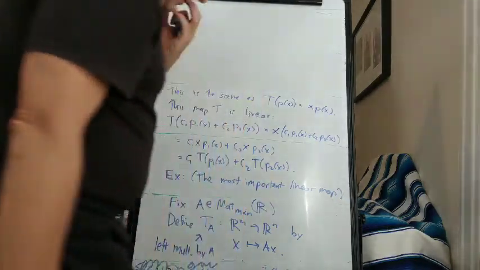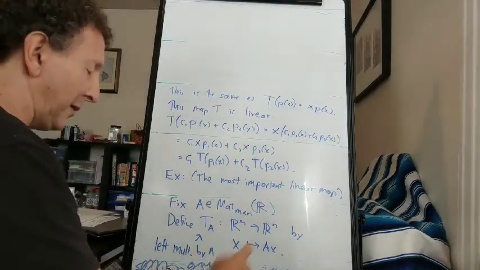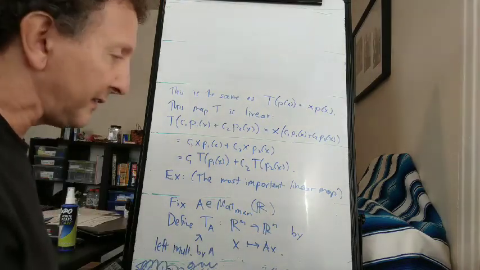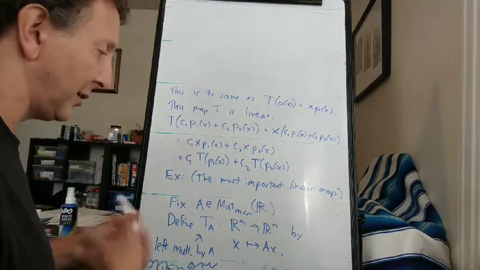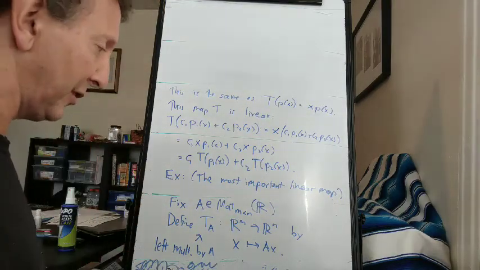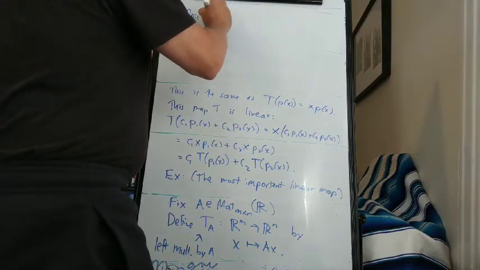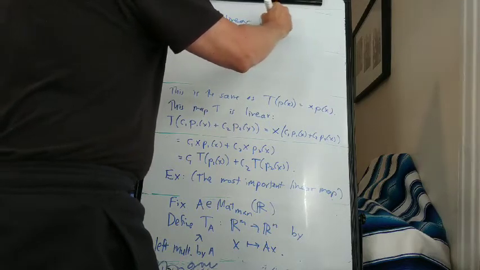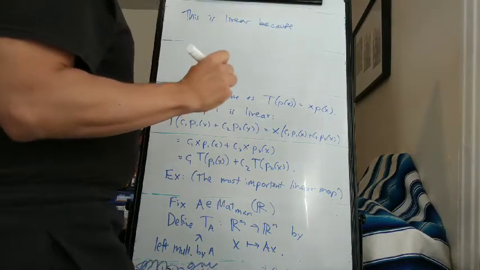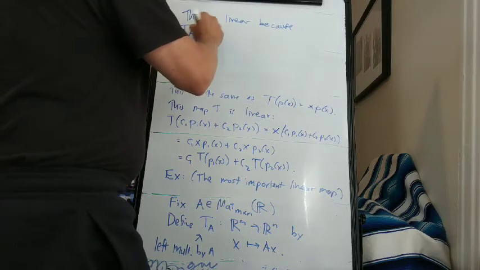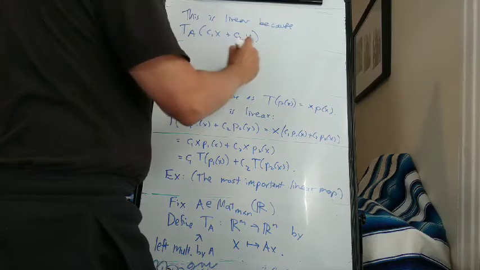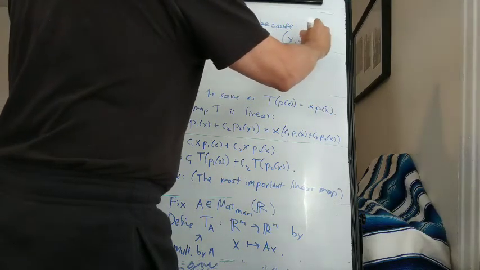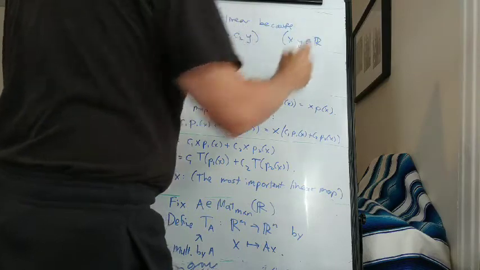Well, this is linear basically because matrix multiplication and multiplication of matrices times vectors satisfies all the same rules of distributivity and associativity and commutativity, everything that numbers and variables satisfy. So this is linear because if we look at T sub A of some multiple of x plus some other multiple of y, I'm thinking of x and y as vectors in Rm.